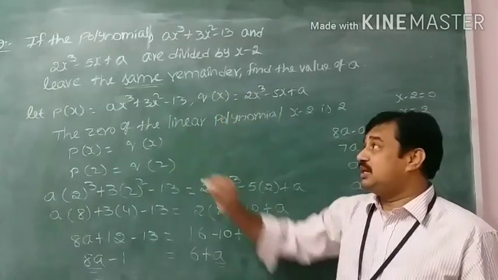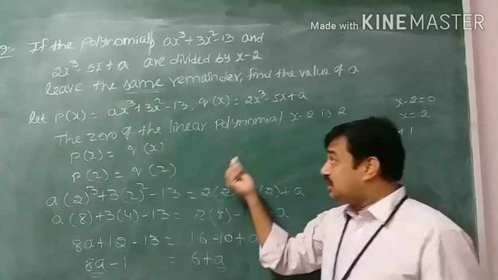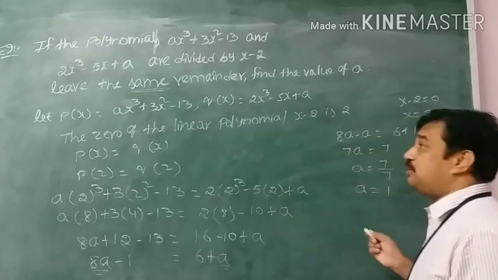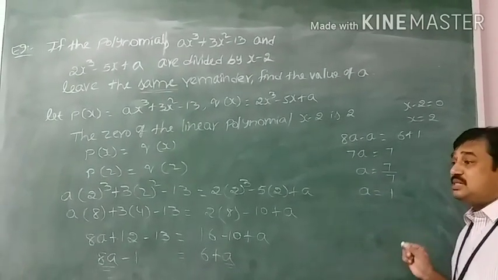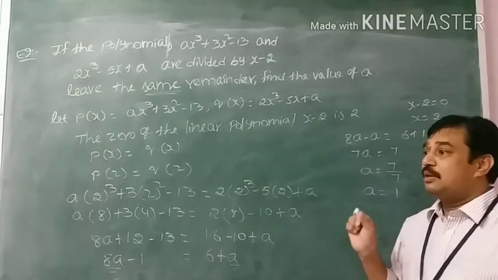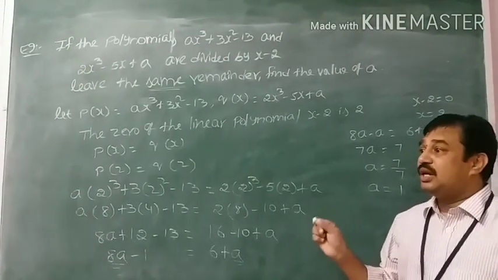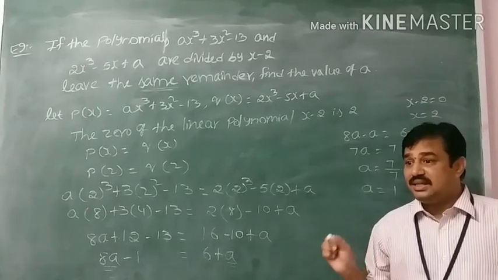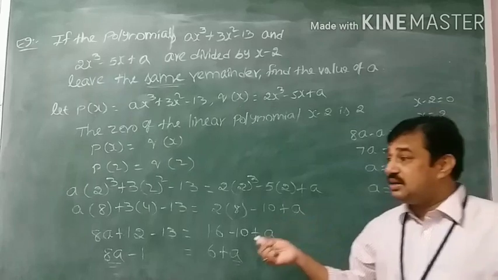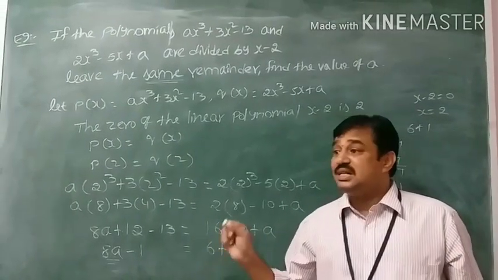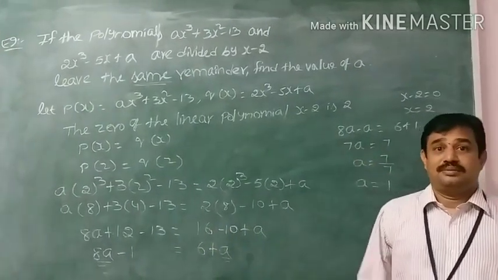Moving to the remainder theorem. Before the remainder theorem, we discussed the division fact. That division fact is: dividend is equal to divisor into quotient plus remainder. In that, if the remainder is 0, then we can say that the divisor is a factor of the dividend. If the remainder is not 0, then we can say that it is not a factor.